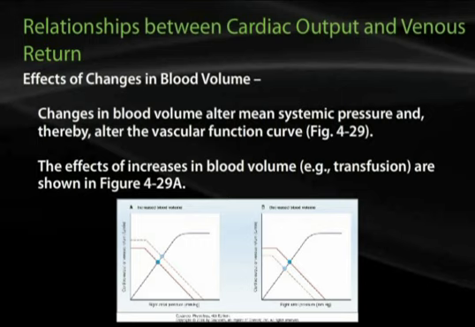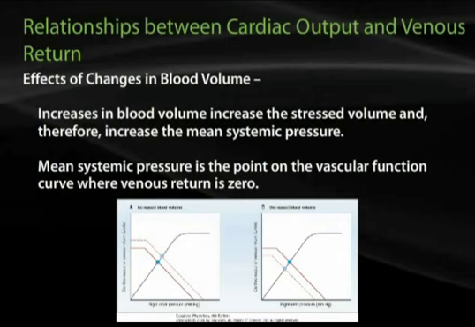Next, we'll discuss effects of changes in blood volume. Changes in blood volume alter the mean systemic pressure and thereby alter the vascular function curve, which is the red curve, as seen in Figure 4-29. The effects of increases in blood volume, for example, giving a patient a blood transfusion, are shown in Figure 4-29a on the left side.